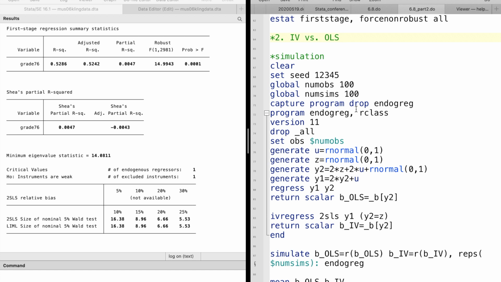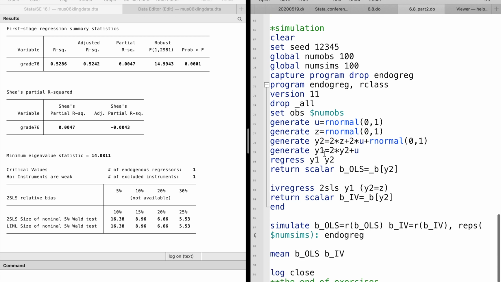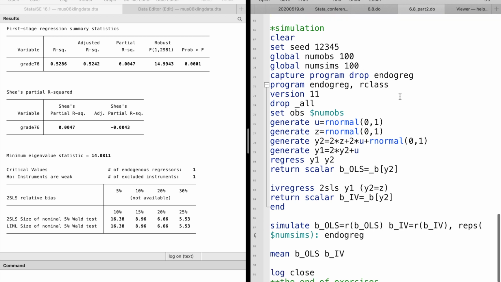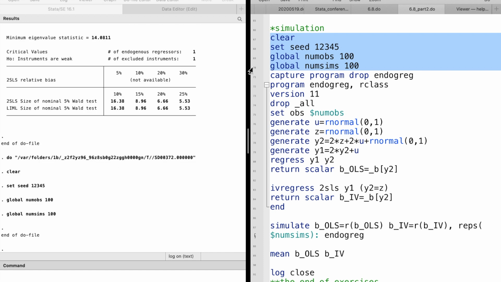I could not solve the last question. Instead, I would like to show the consistency of the instrumental variables estimation by using a simulation sample. We use the setseed command to ensure that you will get the same results when you rerun the program later. We store the number of observations and the number of simulations in the global macros.